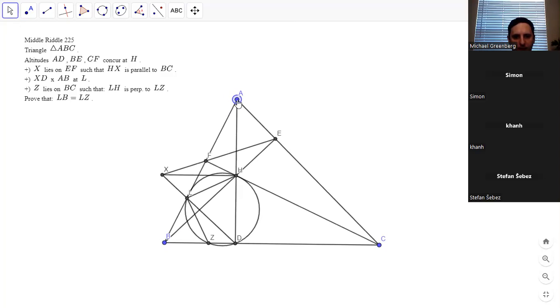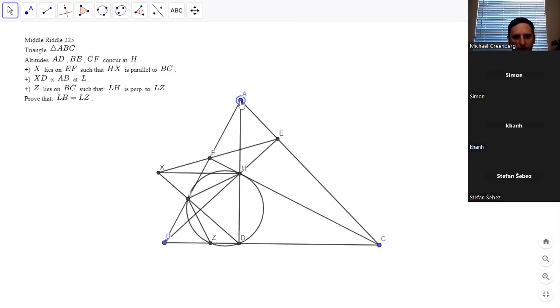Let's see. And then this angle is obviously 90 minus this angle. And HX is tangent to this. I don't know if that helps.